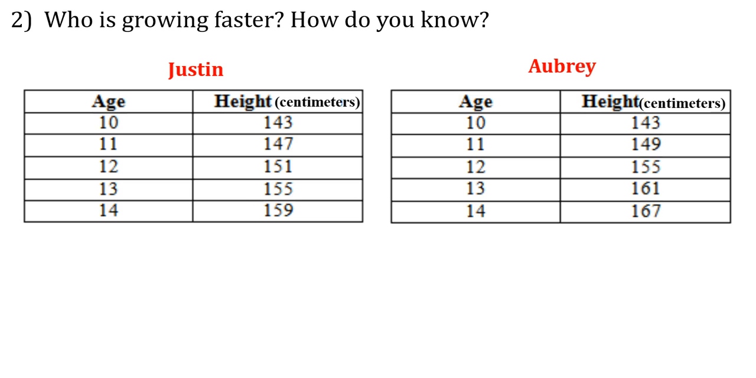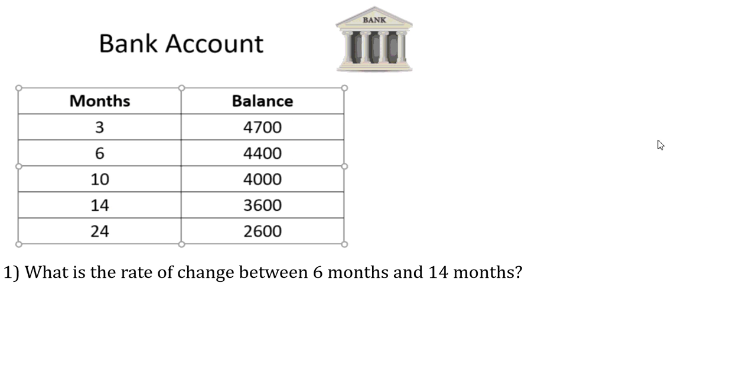So now it's going to be your turn. Oops, we got one more to go. Sorry about that. Let's do one more with a table. So here we're looking at a bank account with the months and the balance. We want to find the rate of change between months 6 and 14. Again, first off, you have to identify the variables. What's your independent and dependent? Our independent variable is the months, and our dependent is the account balance. So what's the rate of change between 6 months and 14 months? We're going to identify 6 to 14 and use those accordingly.